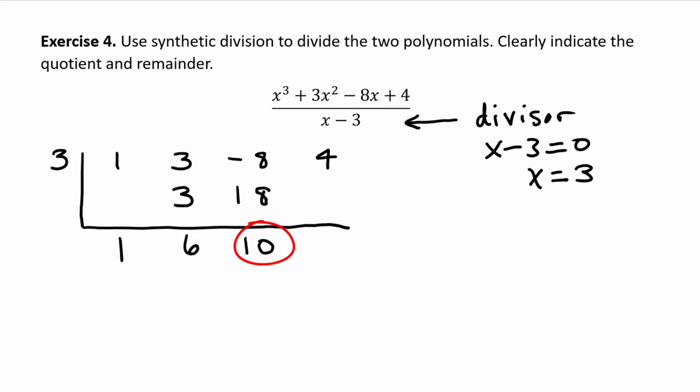And repeat this again. 10 times 3 is 30. Put the 30 under the 4. Add it, and you have 34.